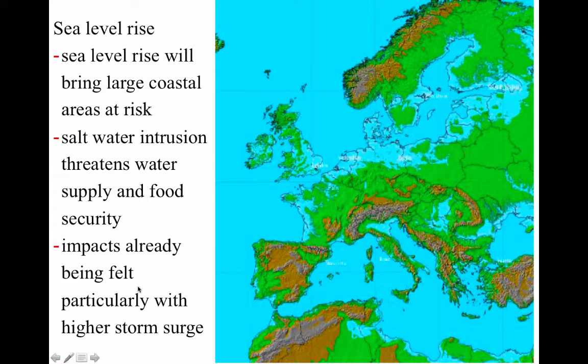And the impacts are already being felt, especially with the higher storm surge. So it's not as though it just increases a couple inches every day or even millimeters, but the impact of sea level rise is most seen during a storm. And so a similar sized hurricane that hit 20 years ago would not have caused as much damage and flooding as the same sized hurricane that would hit the same region now as the sea level is rising.